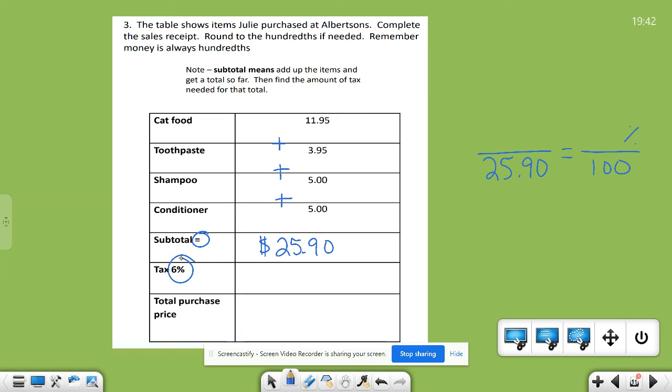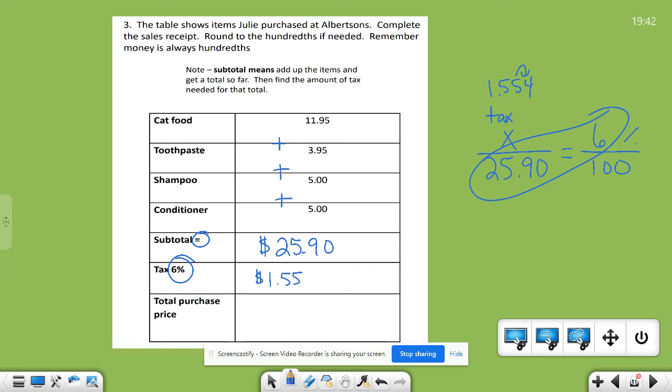You are going to set up a proportion because you are going to pay a tax of 6%. So you are looking for the tax on this here. So you're going to cross multiply and divide by 100 and you end up getting 1.554. Well, we don't talk about money in that sense. The tax is actually $1.55 because this 4 right here is 4 or less, you let it rest.